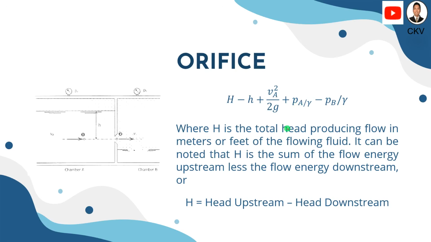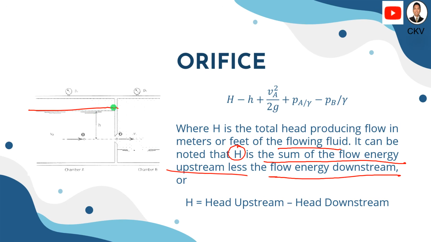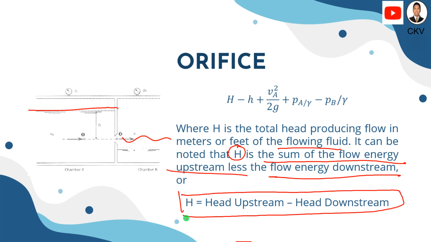For H, it is just the total head producing flow, in meters or feet of the flowing fluid. It can be noted that H is the fluid energy upstream less the flow energy downstream, or simply take the difference of the head on the upstream and the head on the downstream. That H that will be computed can be used in determining the flow at this orifice.